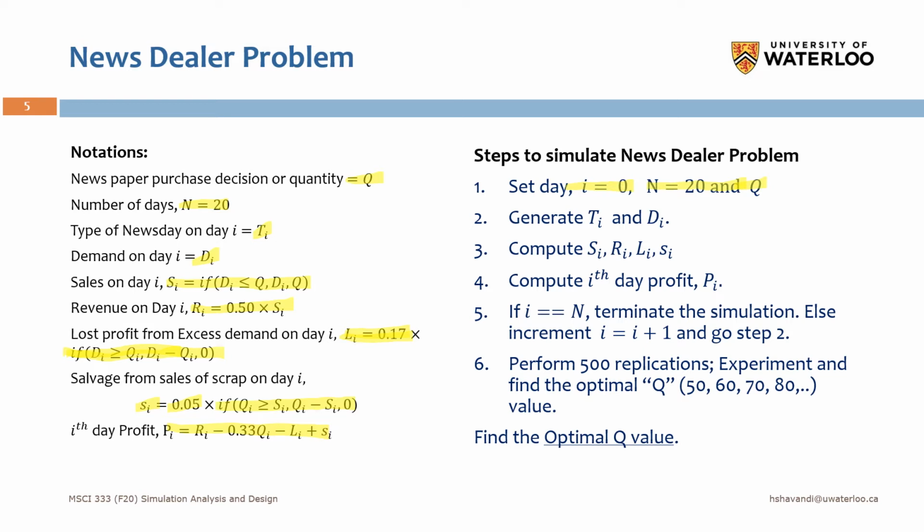We need to try different values for Q. So we know that the demand per day varies between 40 to 100, right? So we can assume that Q can be 40, 50, 60, 70, up to 100. And for each value of Q, we will run the simulation model. Okay, and at the end, we'll see which value for Q generates higher profit, and then that will be the optimal value of Q, right?